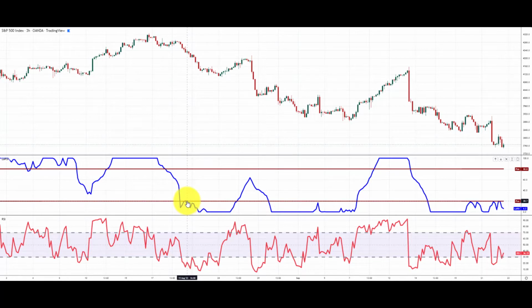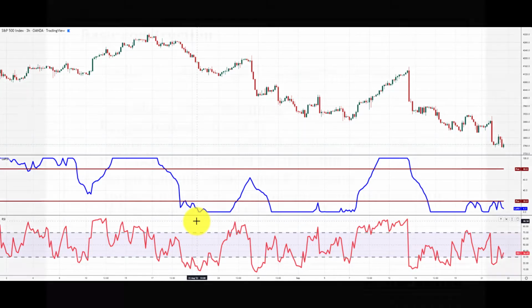and exit points. We're going to get more into the detail of how we set up the Laguerre RSI on the charts, but I just wanted to put that in there as the observation just to see how the noise is taken out from the traditional RSI.